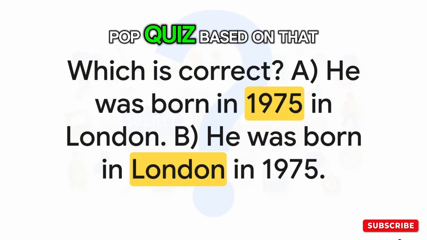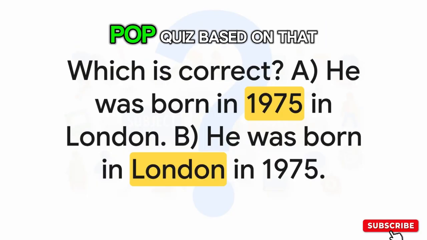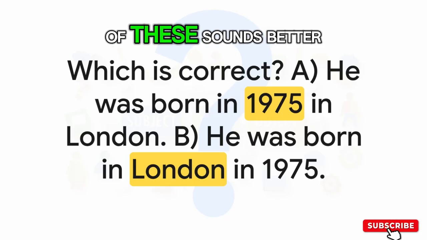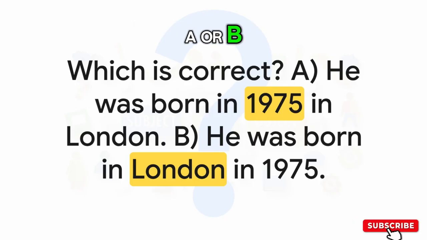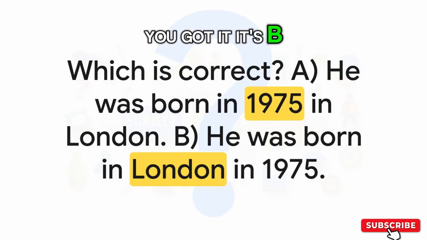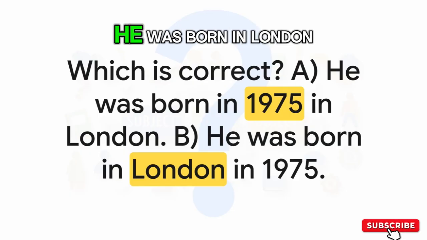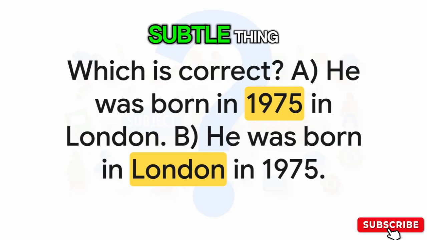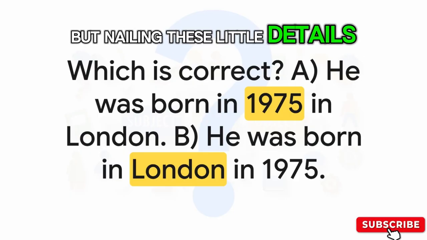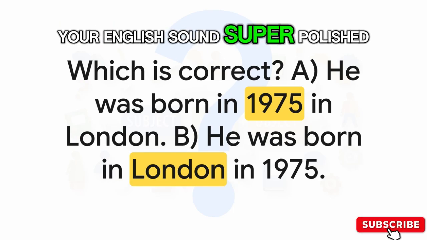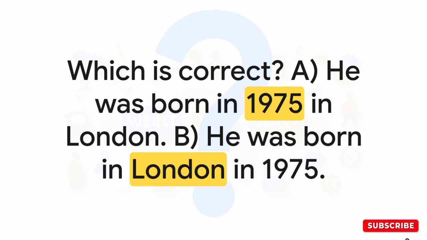All right, pop quiz. Based on that rule we just talked about, place before time, which one of these sounds better? A or B? You got it. It's B. He was born in London, the place, in 1975, the time. It's a really subtle thing, but nailing these little details is what makes your English sound super polished and natural.